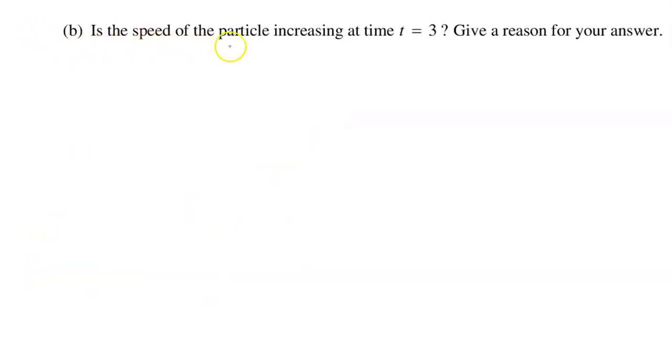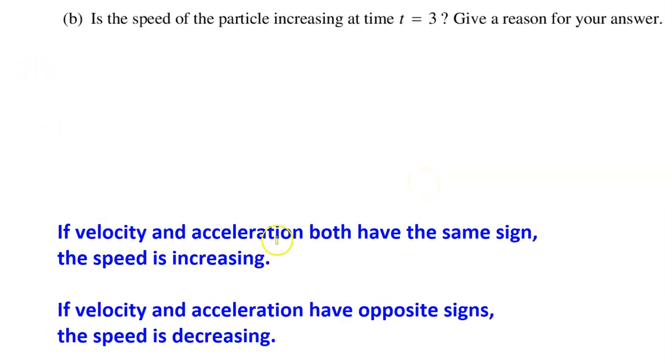Part B: is the speed of the particle increasing at time t equals 3? Give a reason for your answer. Let me hit you with some extra knowledge that you're going to need. If velocity and acceleration both have the same sign, then the speed is increasing. If the velocity and acceleration have opposite signs, then the speed is decreasing.